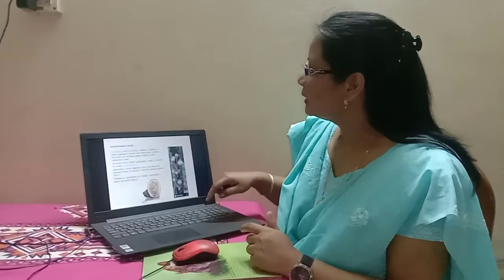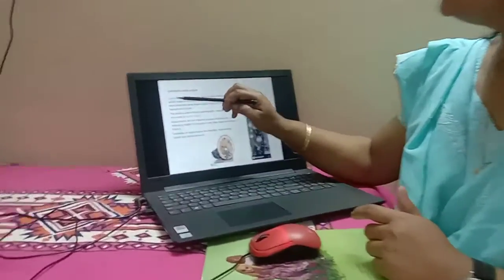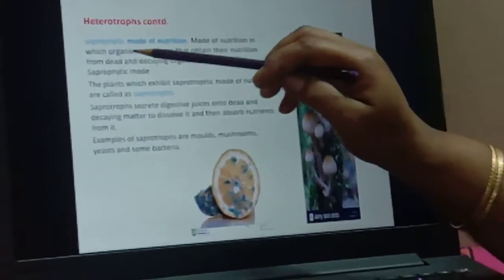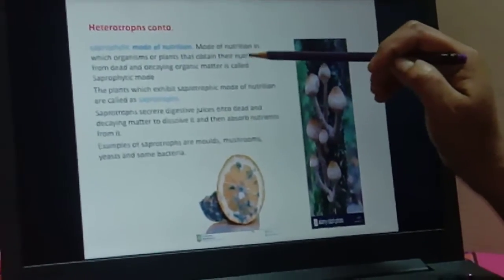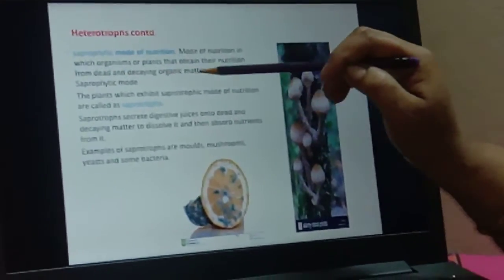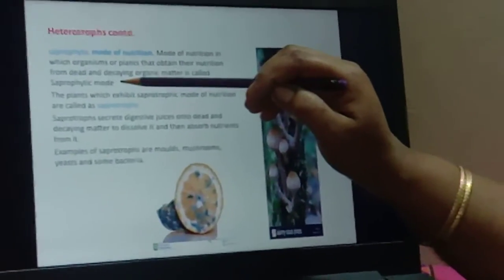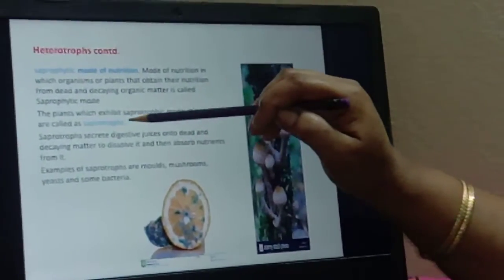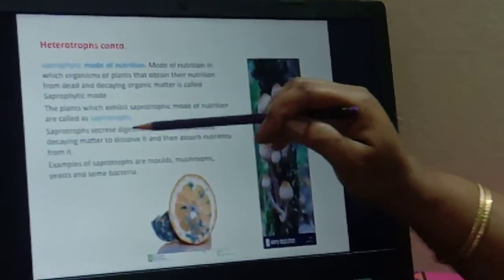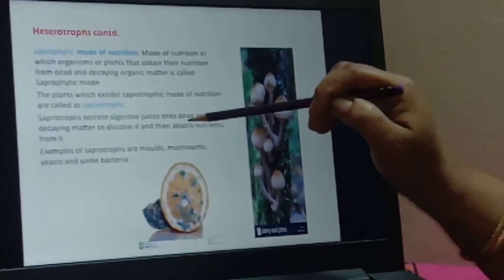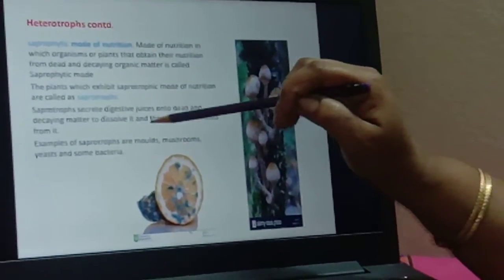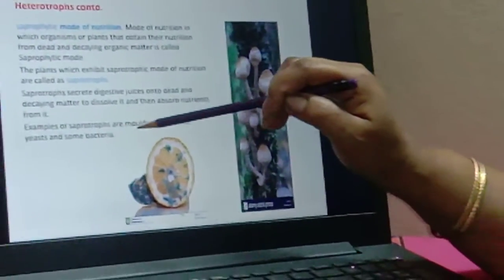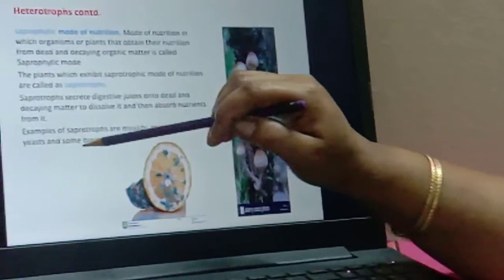Okay. Then another mode of heterotrophic nutrition is saprophytic mode of nutrition. Mode of nutrition in which organisms or plants obtain their nutrition from dead and decaying organic matter is called saprophytic mode. The plants which exhibit saprophytic mode of nutrition are called saprotrophs. Saprotrophs secrete digestive juices onto dead and decaying matter to dissolve it and then absorb nutrients from it. Examples of saprotrophs are moulds, mushrooms, yeast, and some bacteria.